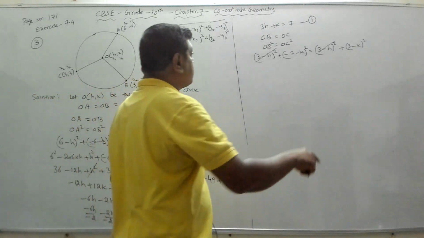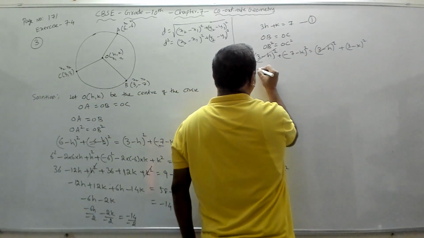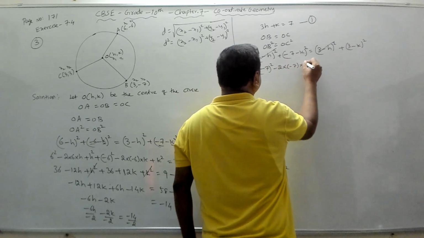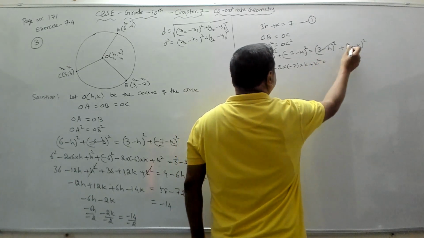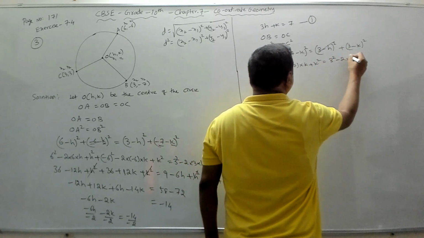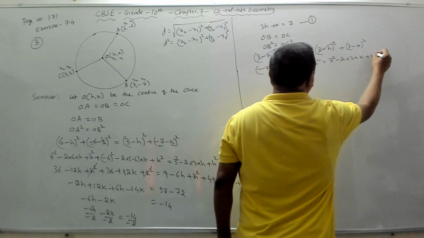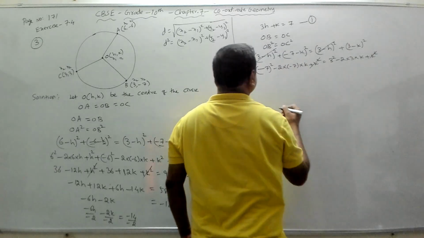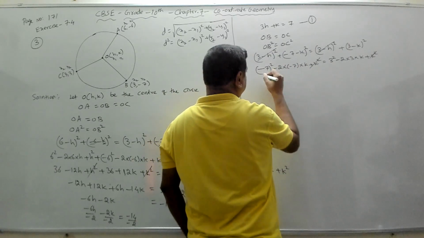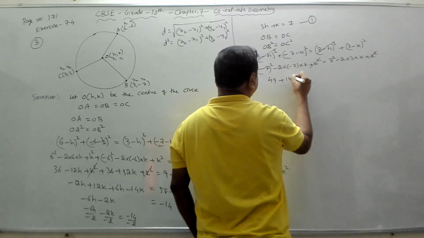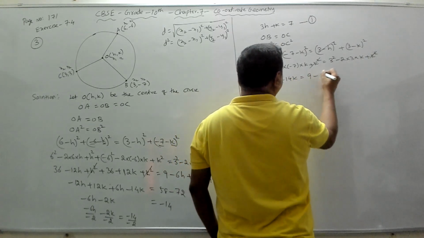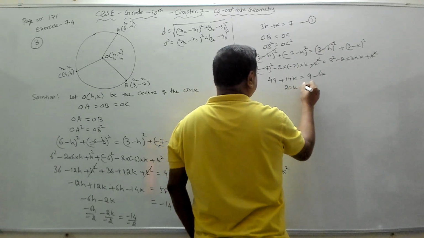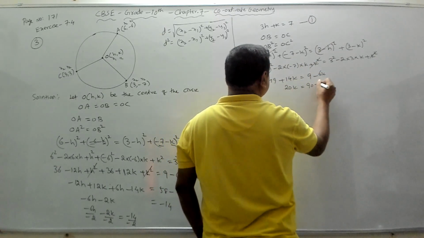Now what do we get? If you expand this, it gives you a square minus 2 into a into b plus b square, equal to again a square. 3 square minus 2 into a, which is 3, into b, which is k, plus b square. Now again k square gets cancelled. So you get 7 square, which is 49, minus into minus plus 14k equal to 9 minus 6k. 6k will come here, you will get 20k equal to 40.